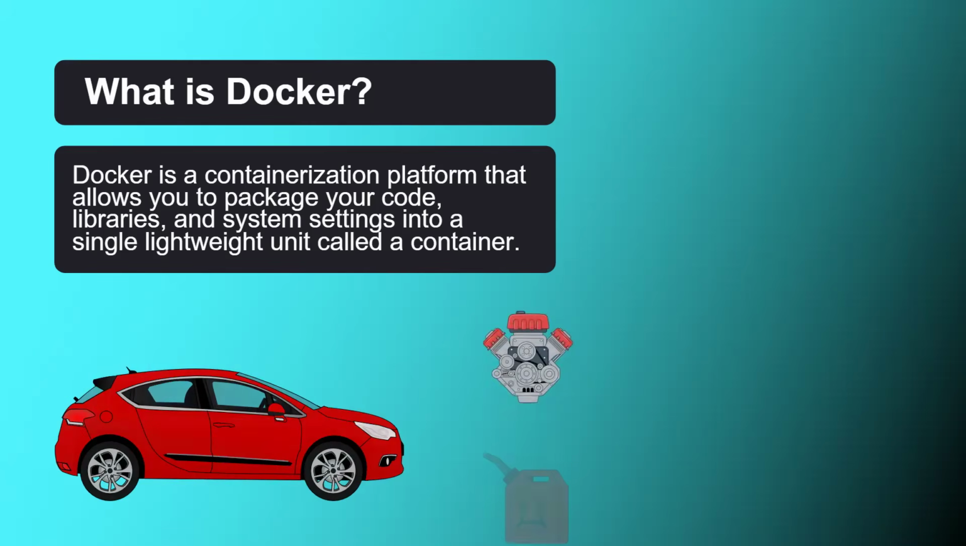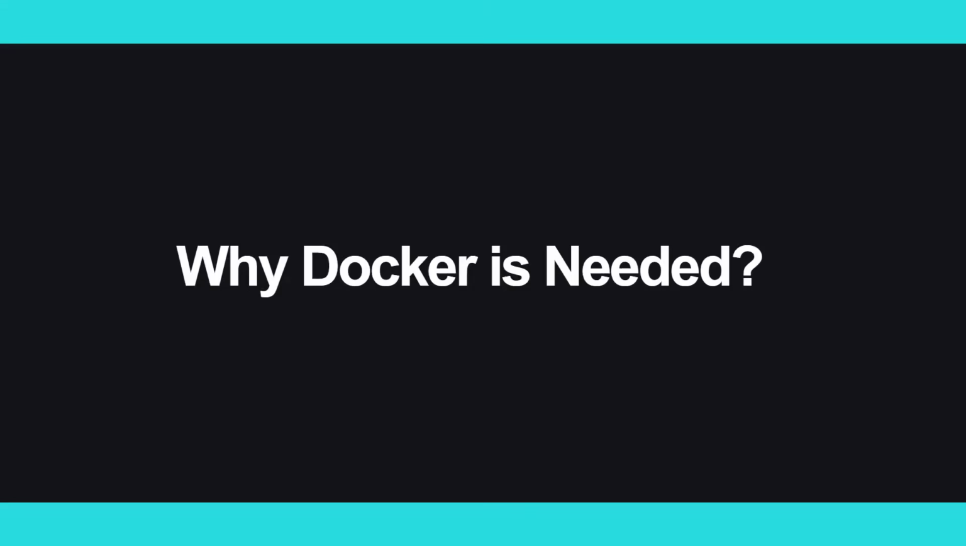Let's take an example. For example, we have a car. There are different components of a car like the engine, fuel, and the car software. But all those components are packed inside the car. They are not attached separately. They are packed inside a car. So that is what is meant by Docker. We pack all our software components, even the code, libraries, and different versions into a container. So let's see why we need Docker.